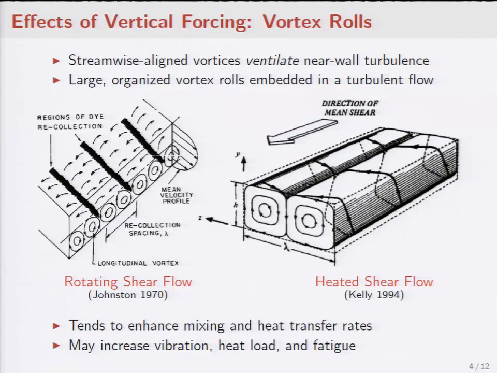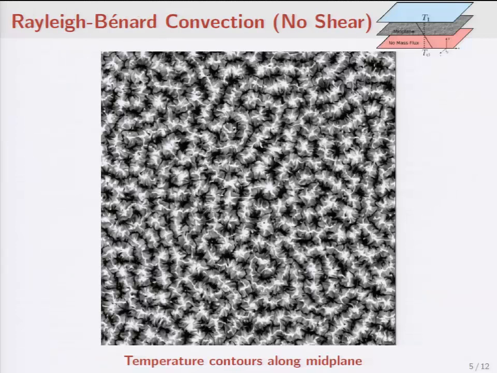And then you can also have this in other heated shear flow examples as well. Okay. So now this is a common type of flow known as Rayleigh-Benard convection. So this is what happens, for example, if you are cooking on the stove and you have a very large pot of water, let's say, and it's heated on the bottom.